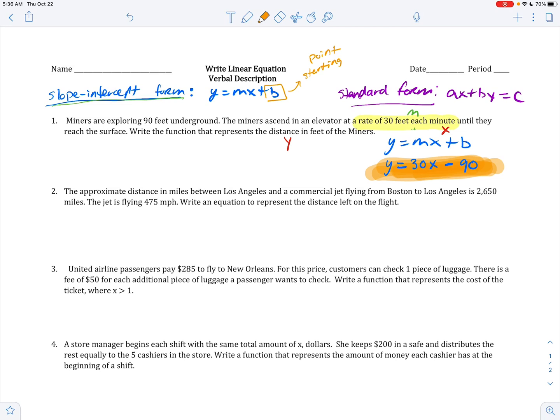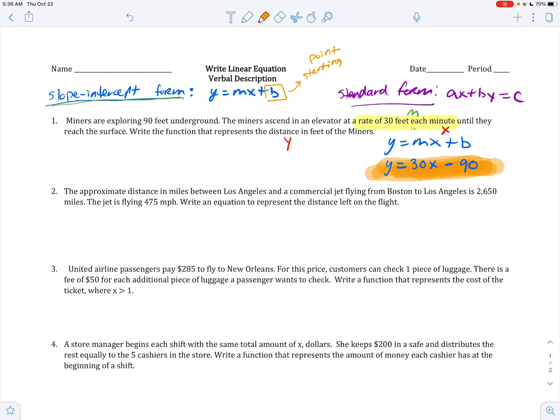It says the approximate distance in miles between Los Angeles and a commercial jet flying from Boston to Los Angeles is 2,650 miles. All right. The jet is flying 475 miles per hour. Write an equation to represent the distance left on the flight. All right, the distance left on the flight.